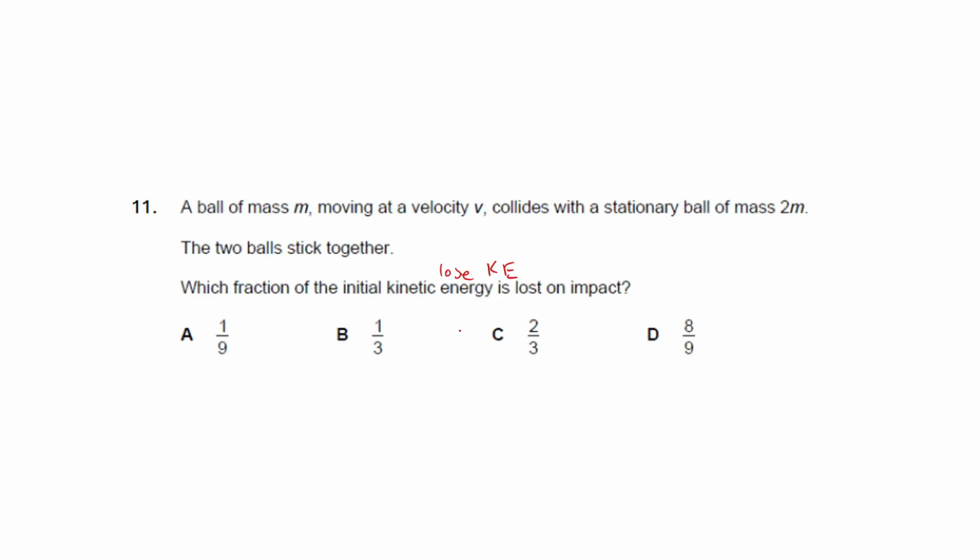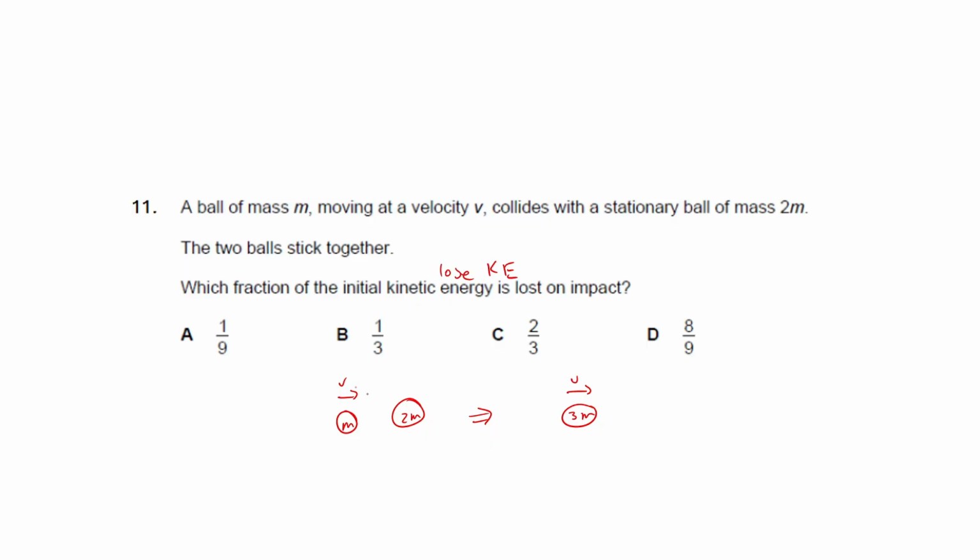But based on momentum, you should know this, momentum is conserved with this collision because no external force is acting on it, and it is a closed system. So our momentum initially, let's say this is our m, moving at v, hits 2m, and then this becomes a system of 3m, moving at some u velocity, right?